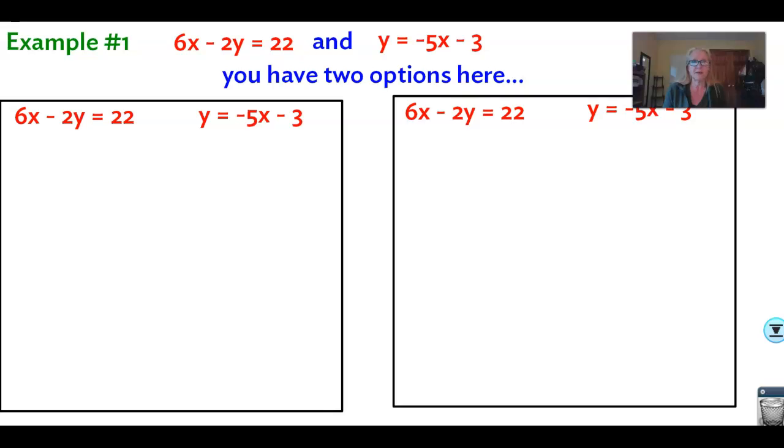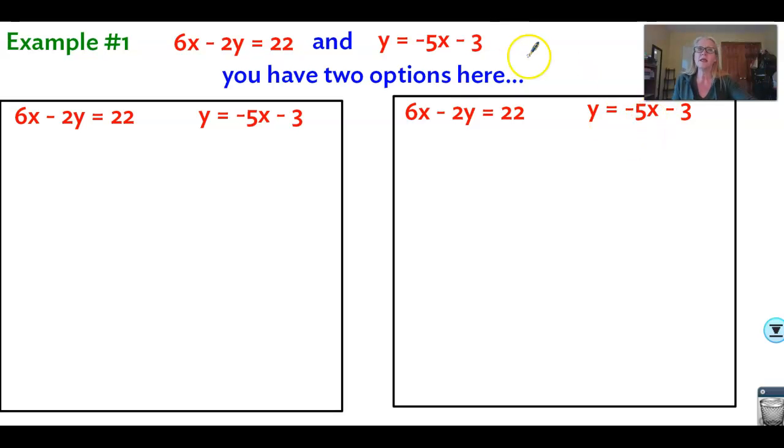Here's our first example. Example number 1. I'm blocking part of my problem. There we go. Okay. Example number 1. We have one equation in slope-intercept form and one that is not. Now you have two options for the most part, but I think you're going to find, like I did, that one option is way better than the other. If you were to come over here and say, hey, I liked what we did last week, I want to make this problem like last week's.